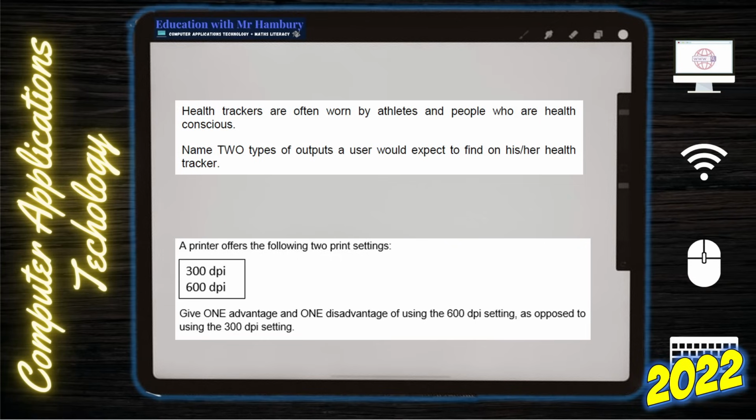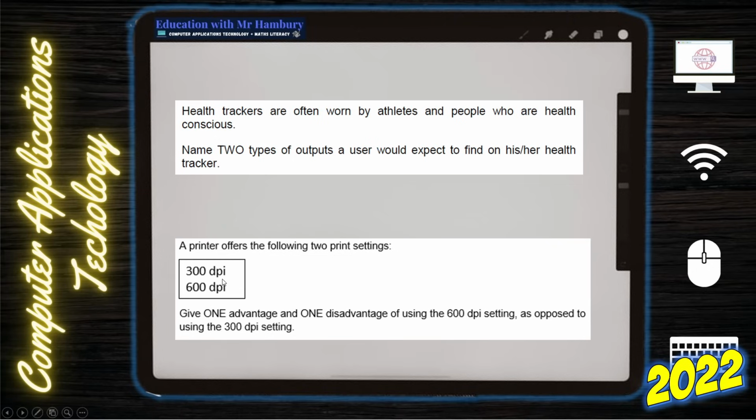And then they're talking about health trackers. Name 2 types of outputs a user would expect to find on his or her health tracker, similar to those fit watches or fitness watches. So it could monitor your heart rate, your pulse, anything like that.